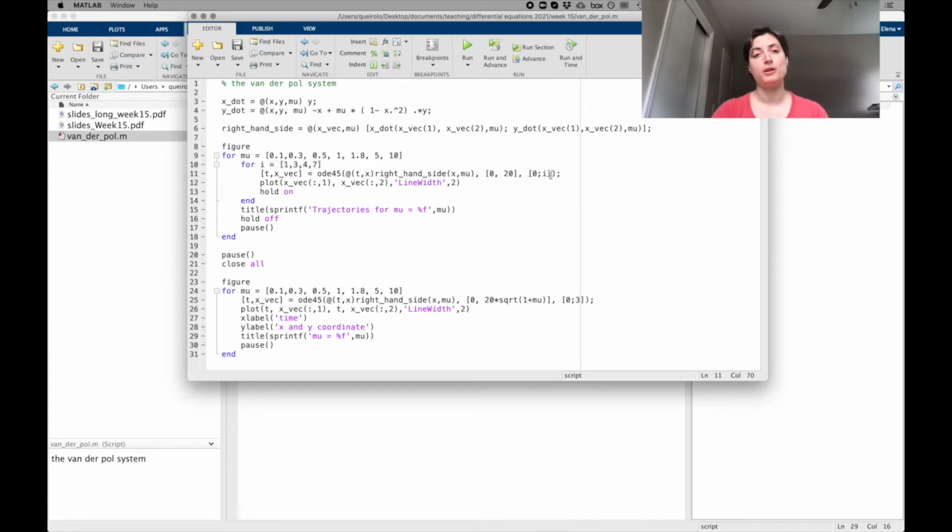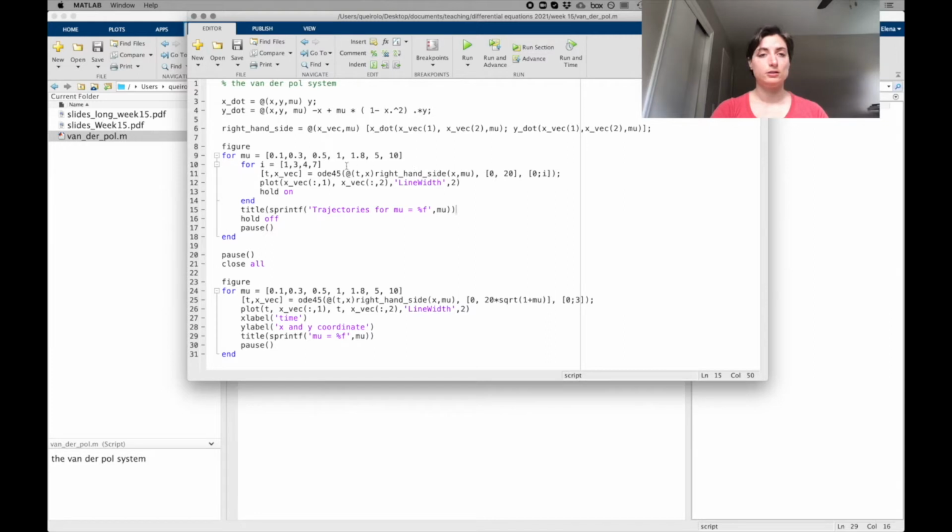initial condition. So I use ODE45, that is a forward integration in Matlab, to take my right-hand side where x is defined within ODE45 and mu is automatically taken to be the one from the for loop.